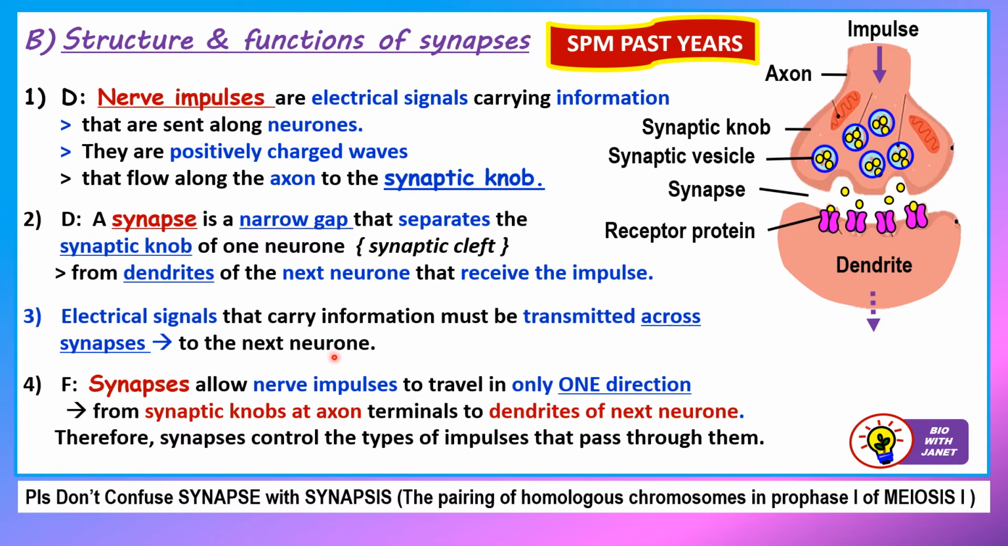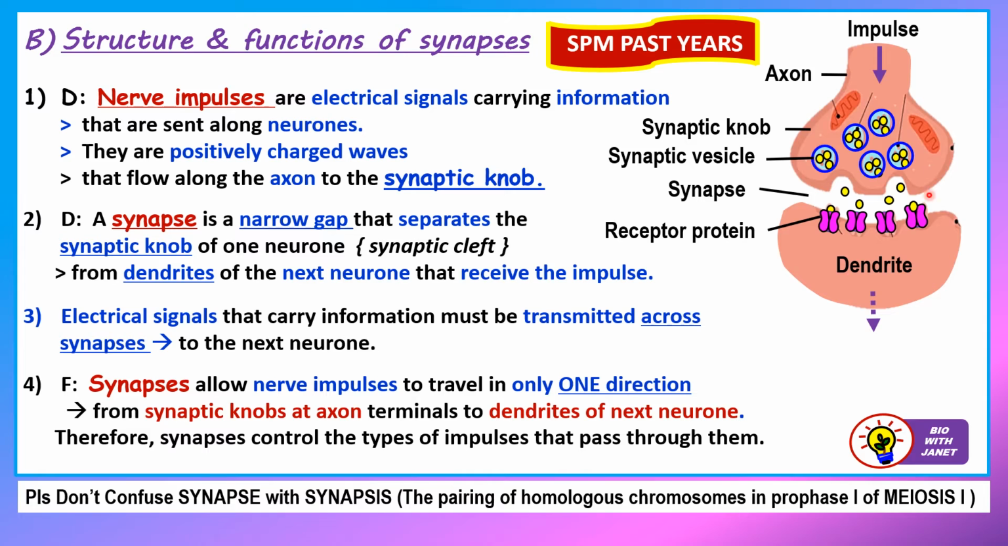Electrical signals that carry information must be transmitted across the synapses somehow, to the next neuron. So how are they transmitted? We'll find out in a short while. Now, synapses allow the nerve impulses to travel in only one direction. So this is very important. That is from the synaptic knobs at the axon terminals, or at the end of axons, to the dendrites of the next neuron, and not the other way around, not from the dendrite to the axon.